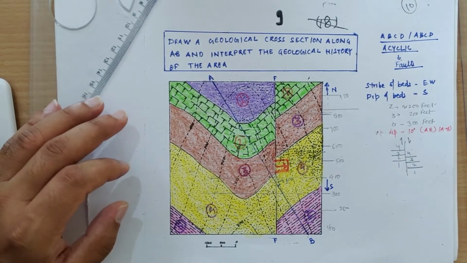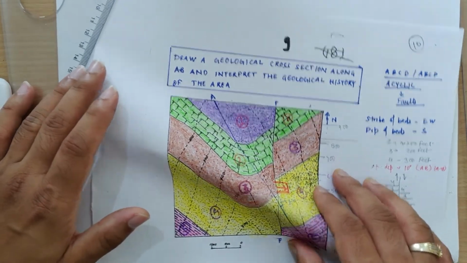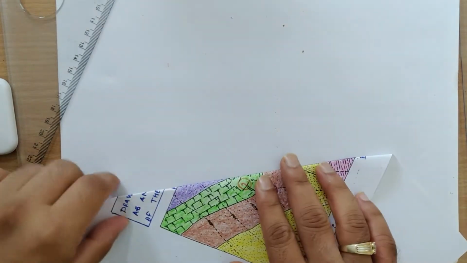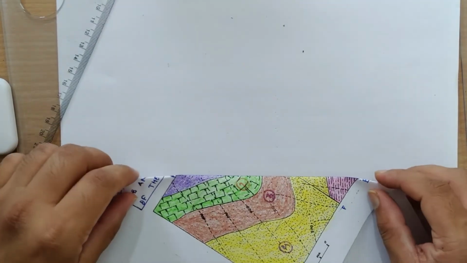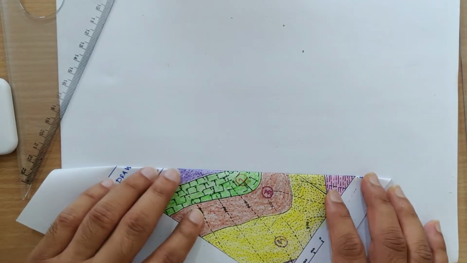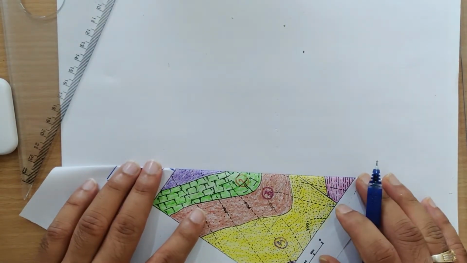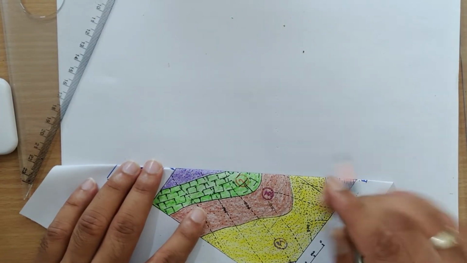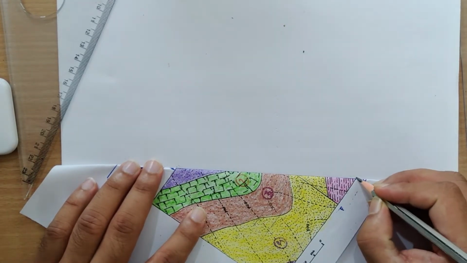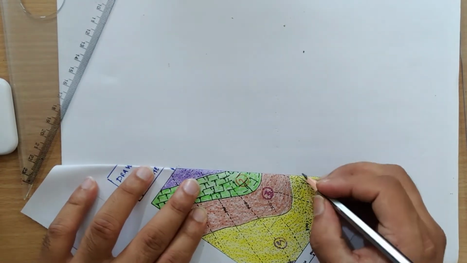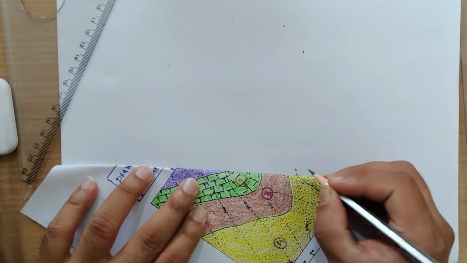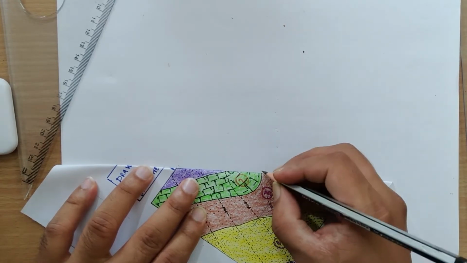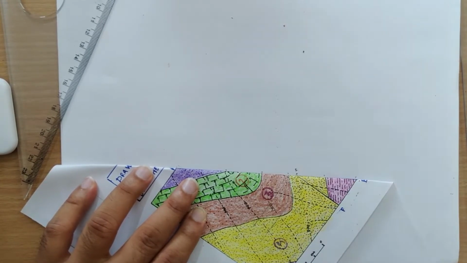Now let's draw the cross section. To draw the cross section, we need to fold this map and draw the profile first. So let's fold the map, orient the AB at their positions. By marking the A and B, we will get the baseline. So here is our baseline AB. We can mark the fault as well. I'm writing small f for the fault, and we can mark the position of beds together.